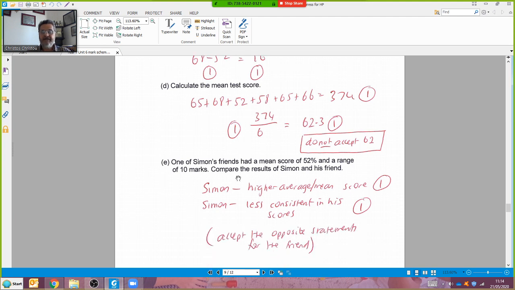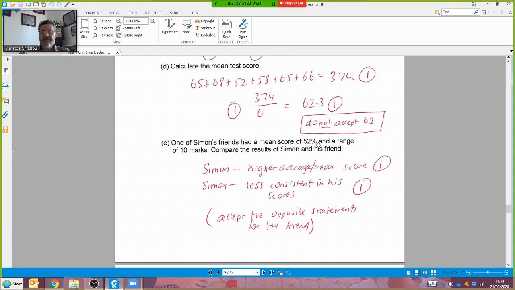Part E, Simon and his friend. Well, one of Simon's friends had a mean score of 52 and a range of 10. Compare the results of Simon and his friend. Now you could talk about Simon or his friend, but be careful not to mix up the stories of both. So I stuck with Simon. Simon has got a higher mean score. Basically, Simon did better than his friend. His friend got 52%. Simon's averaging 62.3%. You can't say, oh, Simon's cleverer. How do you know? You shouldn't even say Simon's better at maths. It's not clear enough speech. He has a higher mean score, a higher average score, not cleverer. Okay, it's not tight enough because I'm marking your maths, not your common speech or your common interpretation using common speech.